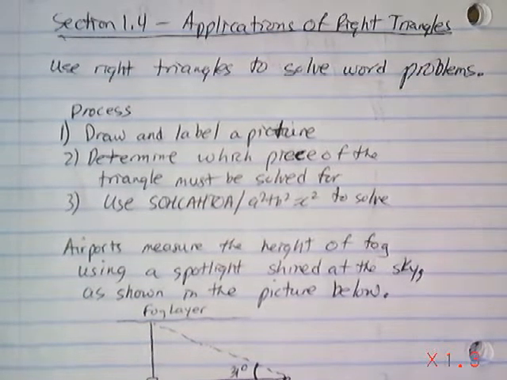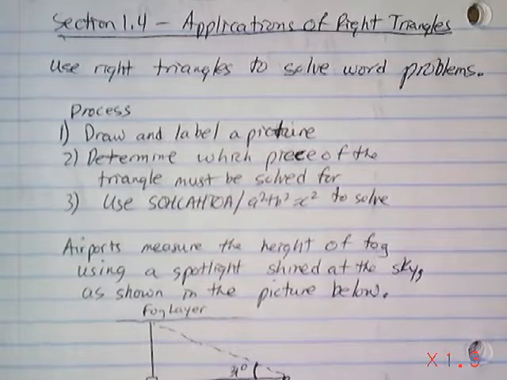Today we're going to talk about applications of right triangles. Very important. We use right triangles in all kinds of places. Physics uses right triangles. We use right triangles to solve different distances. Okay? Even we can use it sometimes to find the height of mountains.